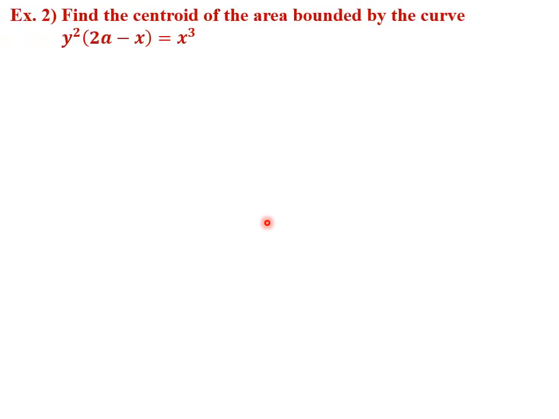Now, after studying the first example based on the polar form, let us study the next example for Cartesian form. So here we have the second one. Find the centroid of the area bounded by the curve y square is equal to (2a minus x) x cube. So here we have an equation given in Cartesian form.